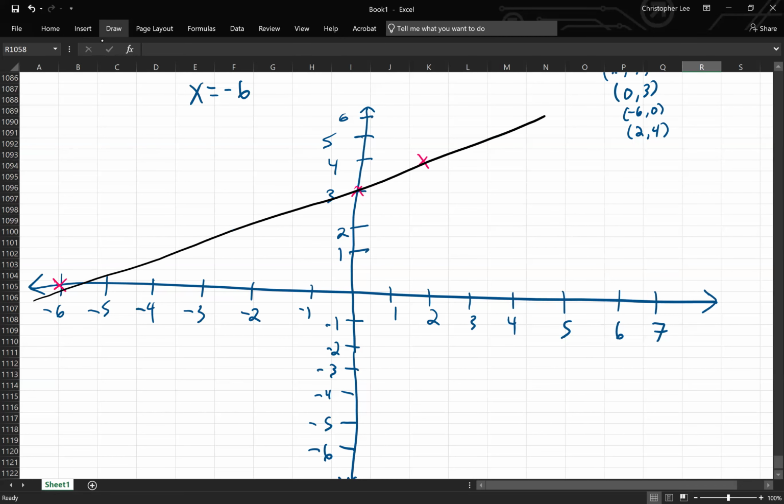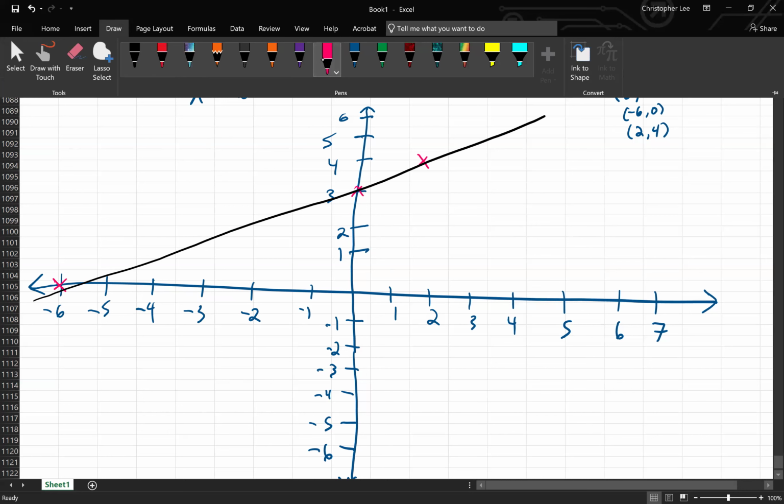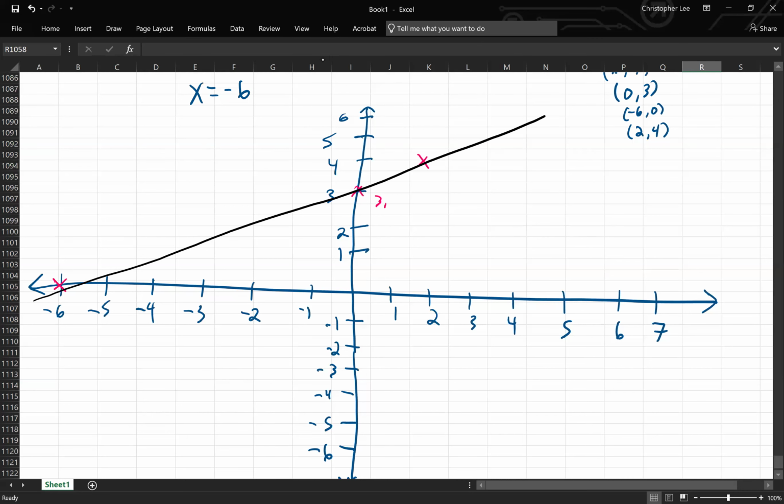I forgot to label them. Right. So this is 0, comma 3. This is 2, comma 4. And then this one is the -6, comma 0. And that's it. Questions on this?